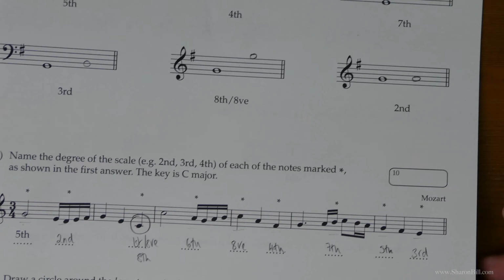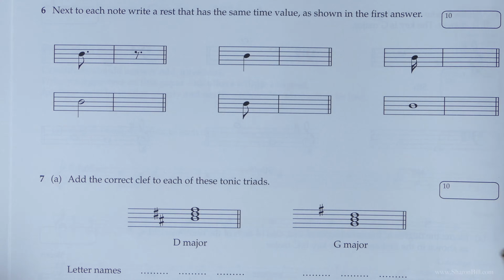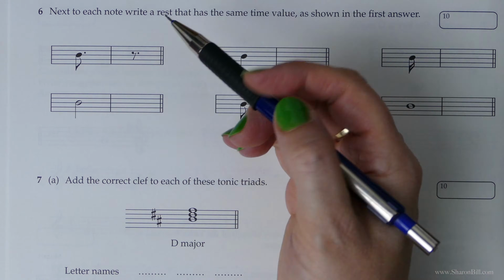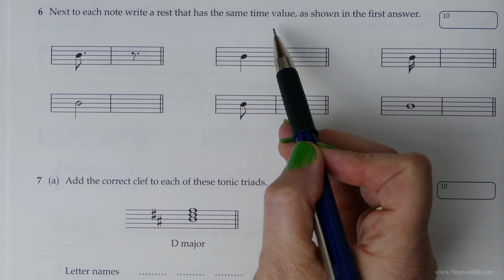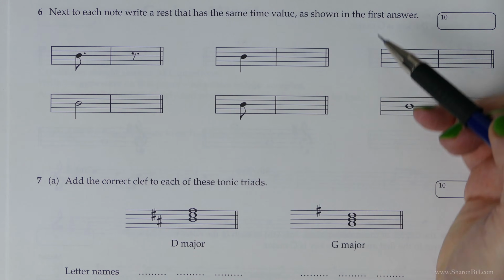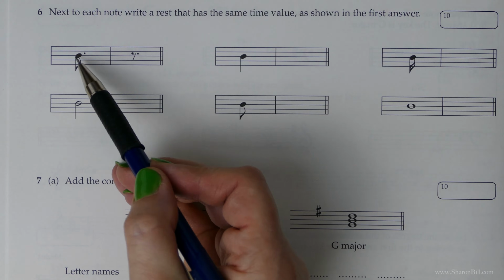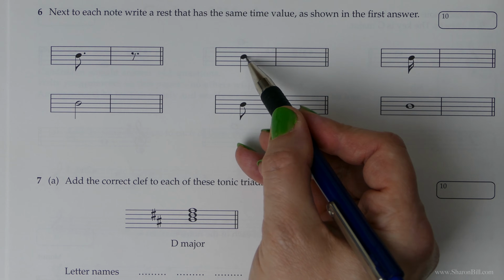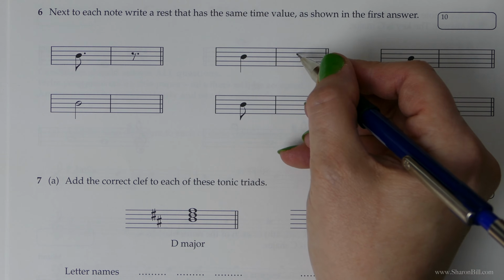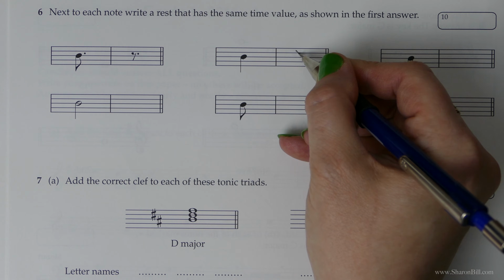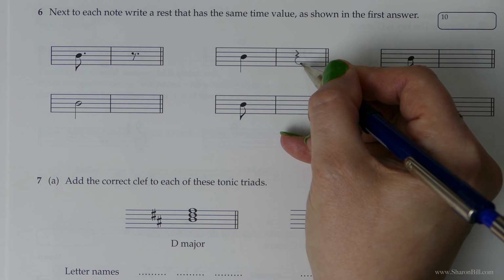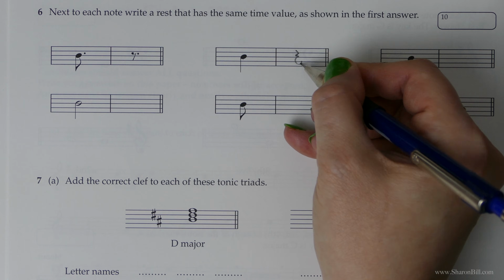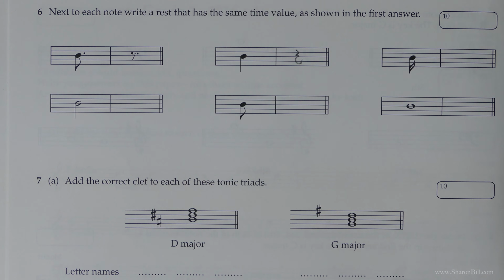Let's turn over the page and move on to question 6. Here we go. So question 6 asks us to write a rest that has the same time value as the note that's given in the first answer. So they give us a clue in this first question. So the 1 beat note here, a crotchet or a quarter note, is shown as a rest. So a 1 beat rest, like this, I kind of draw like a Z with a bit of a C shape at the bottom.